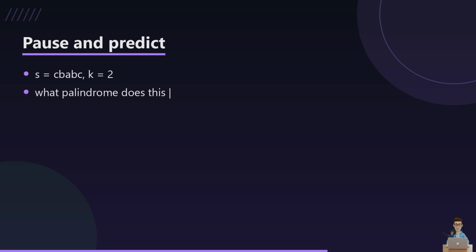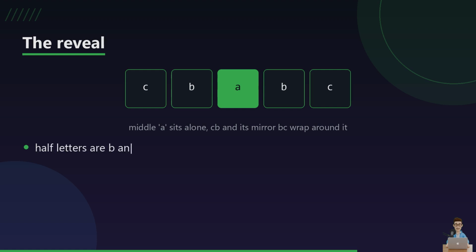Let's try a hands-on example together before I show you the answer. Say S is "cbabc" and K is 2. Pause the video and try to work it out using what we just learned. Remember, you only need to think about the left half. Let's walk through it together.